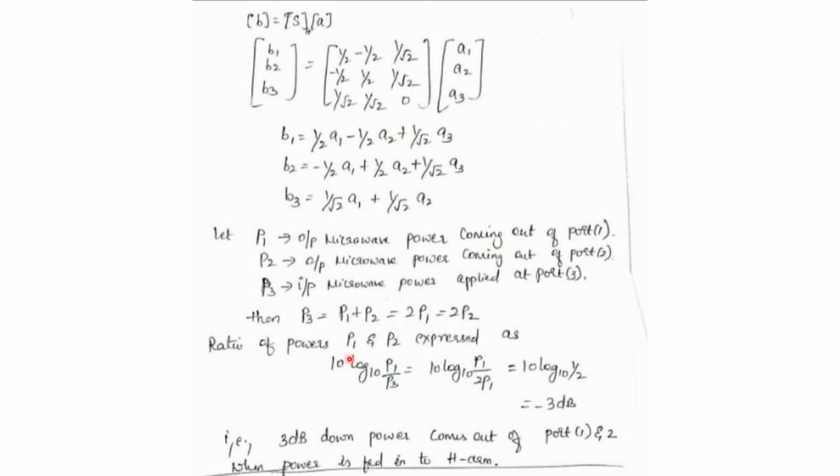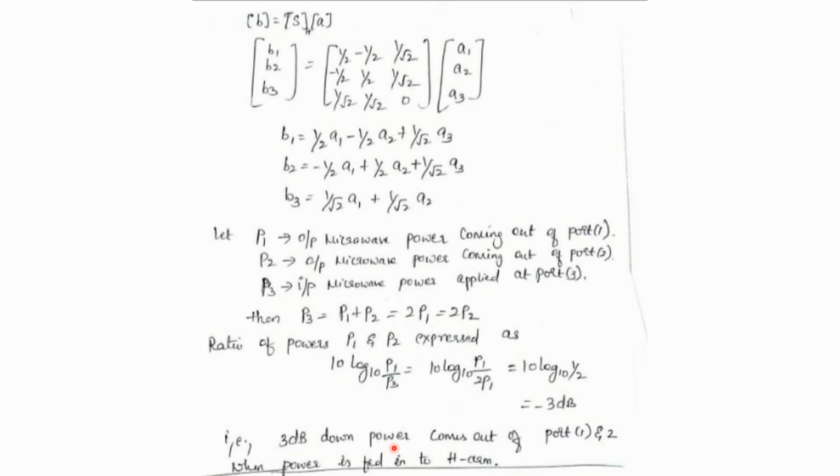Therefore, the ratio of the power P1 and P3 is expressed as 10 log to the base 10 of P1 divided by P3, which is equal to 10 into log to the base 10 of P1 divided by 2P1, which is equal to 10 into log to the base 10 of 1 by 2. Here P1 and P1 get cancelled. Here we will get 1 by 2. Therefore, the value of this will become minus 3 dB.